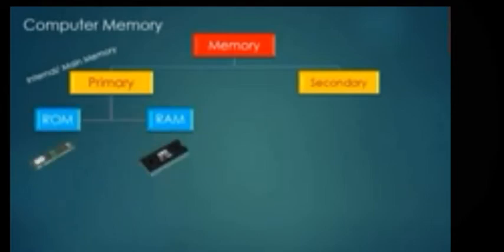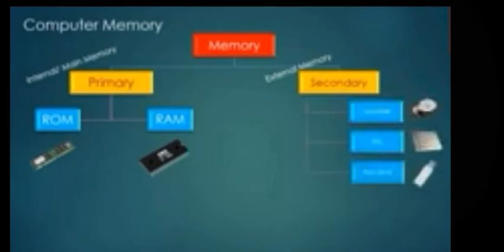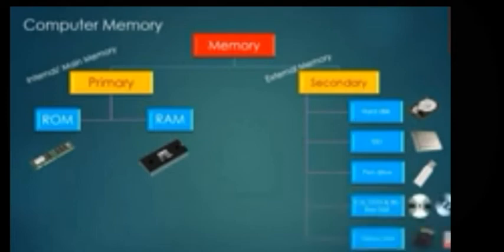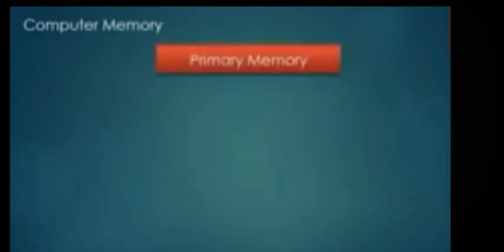Whereas secondary memory is also known as external memory, and that stores the information or any data permanently. It has also so many types like hard disk, SSD, pen drive, CD, DVD, Blu-ray disc, data card, cloud storage, and so on. Let's know about these devices individually.